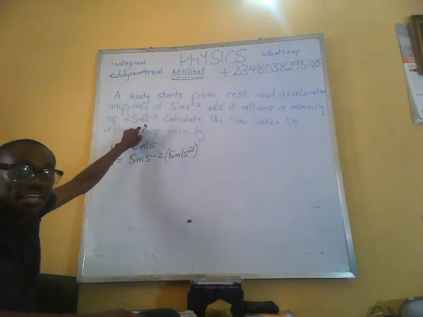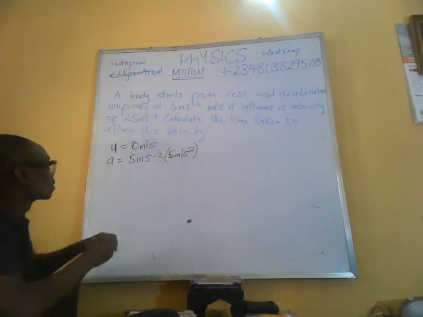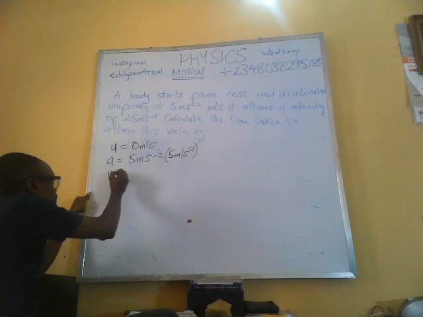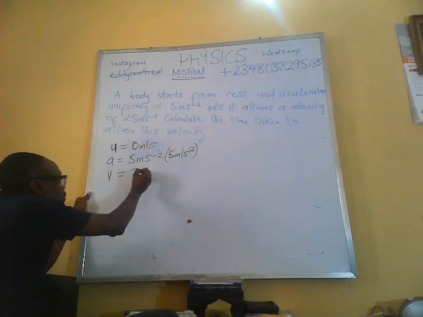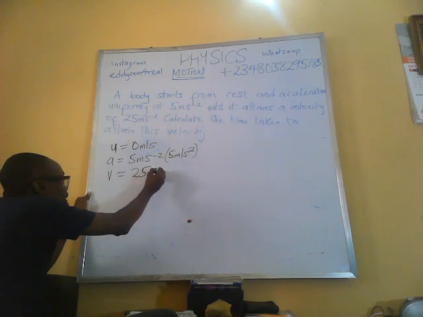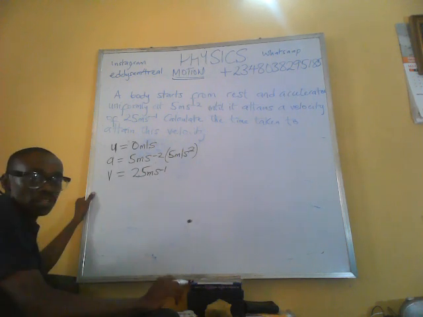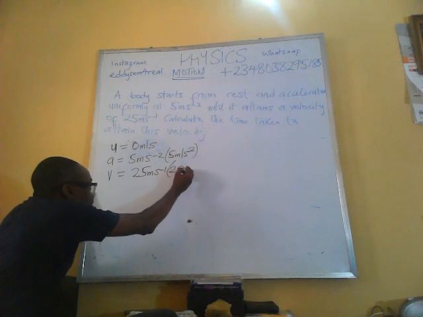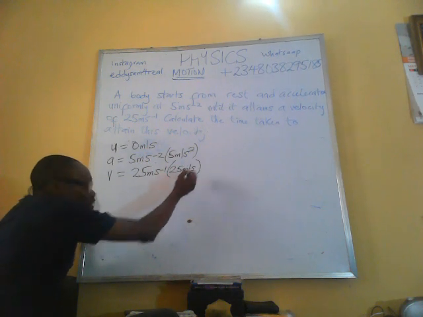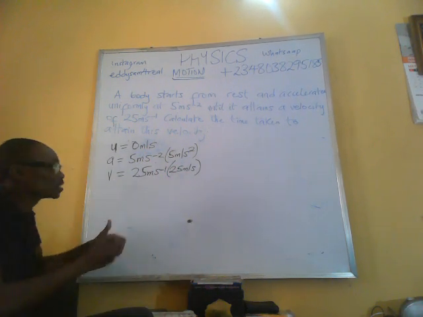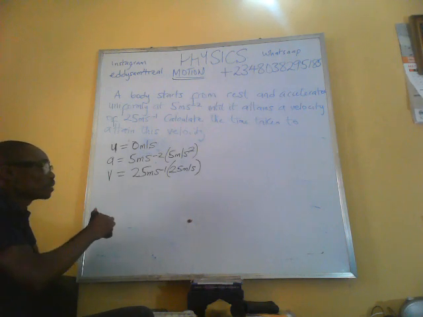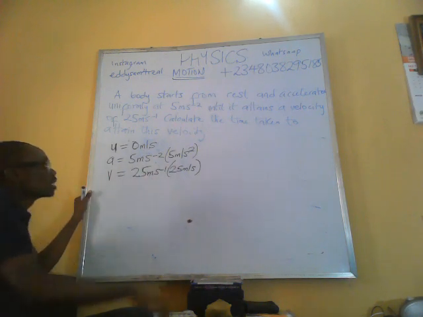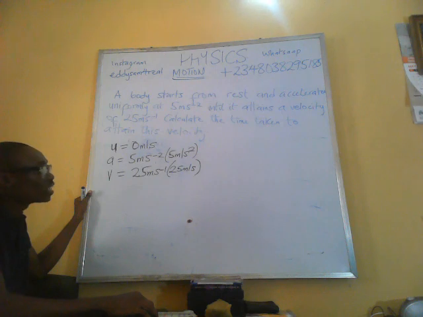So this is the final velocity, V, 25 meters per second. And you can also write this one this way. Both of them are correct, both ways of expressing the velocity. 25 meters per second can be written this way or this way. So calculate the time taken to attain this velocity.